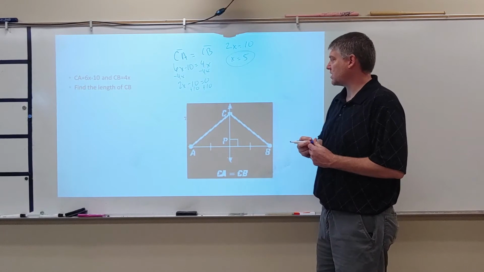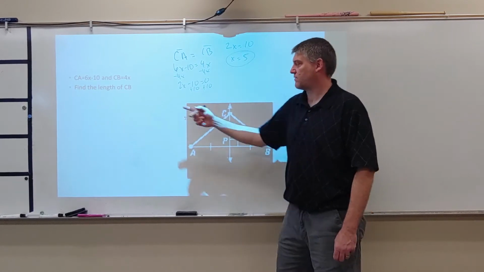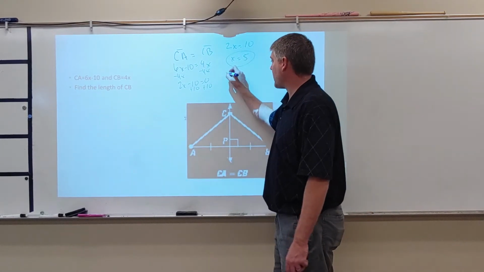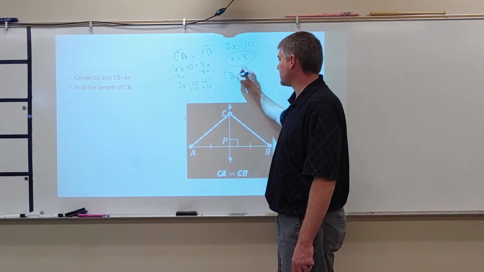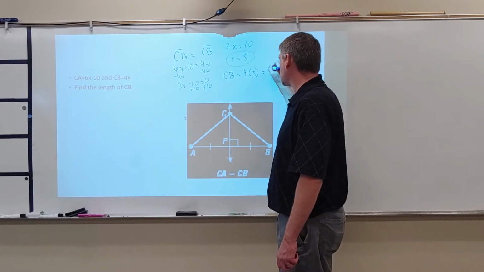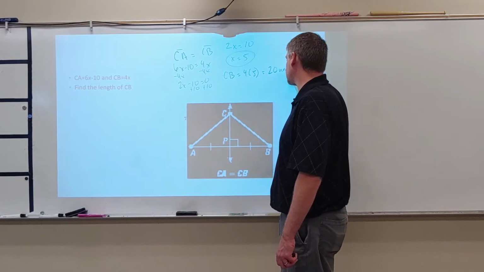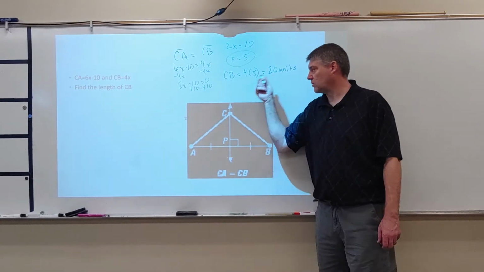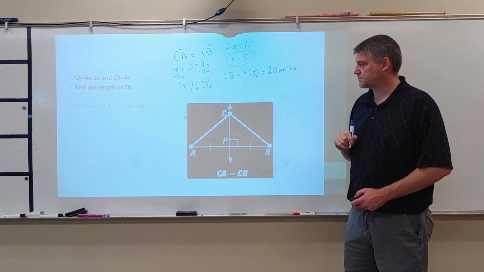But it doesn't tell me I want the value of x. I want the value of CB. So now I have to plug in. CB equals 4 times 5, or 20 units. Okay? So CB is 20 units long.